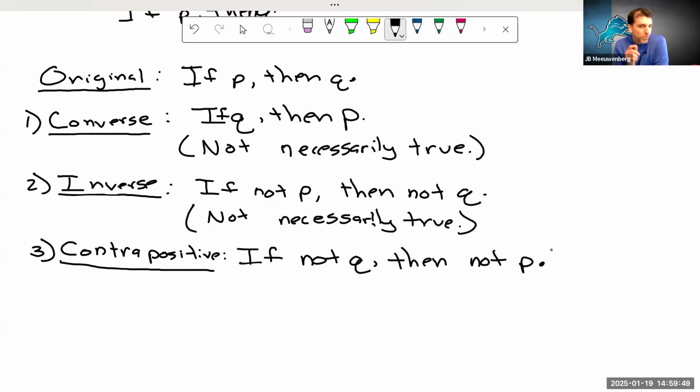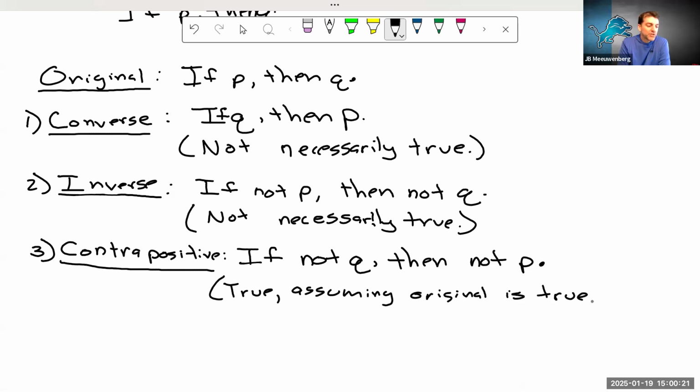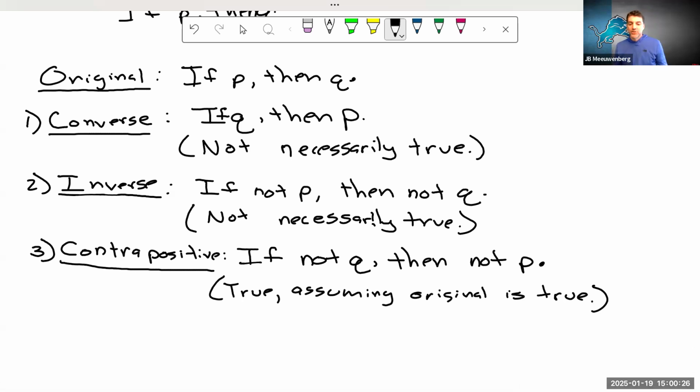Again, do the same thing you did before. Pause, see if you think that's always true, never true, maybe sometimes true. So if not Q, then not P. So we reversed the order and we negated both statements. This is true, assuming the original statement is true. So the contrapositive statement is true if the original statement is true.